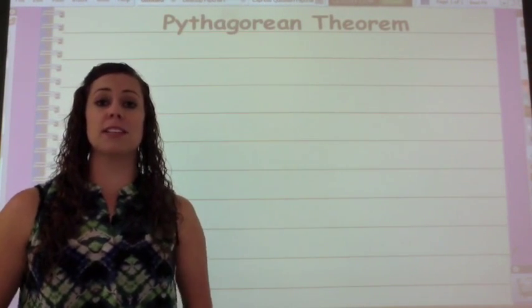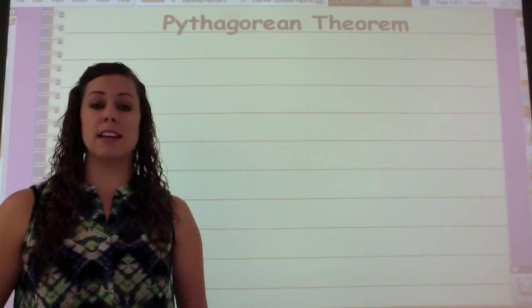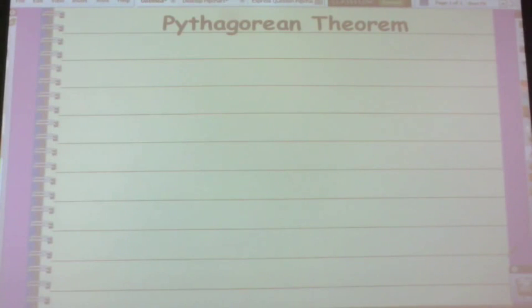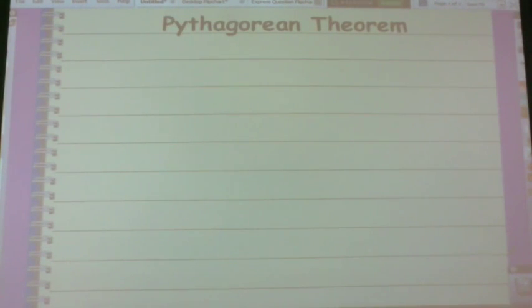So first, what is the Pythagorean Theorem? And second, what is the formula that we need to use? The Pythagorean Theorem is a way to determine whether or not a triangle is a right triangle when given the side measurements. And second, the Pythagorean Theorem is a way to determine the missing side length in a right triangle. So you ask yourself, what is the formula? The formula is a squared plus b squared equals c squared.